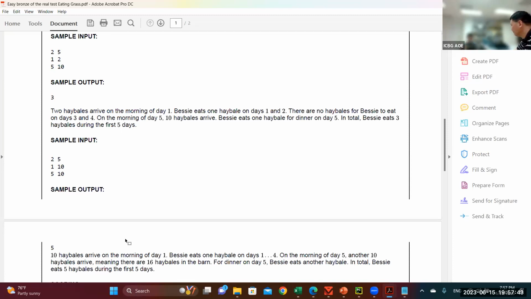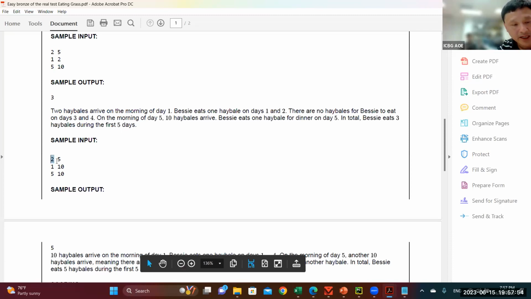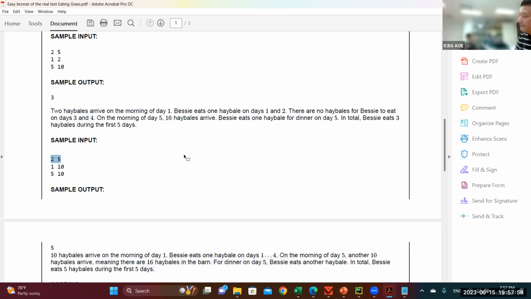So yes, Michael. What is the first two mean? 2 and 5? Okay, 2 is the number 2 here. The question Michael asked is what does this input mean? Definitely explain, because I really want you guys to explain. What does it mean? What does 2 mean?